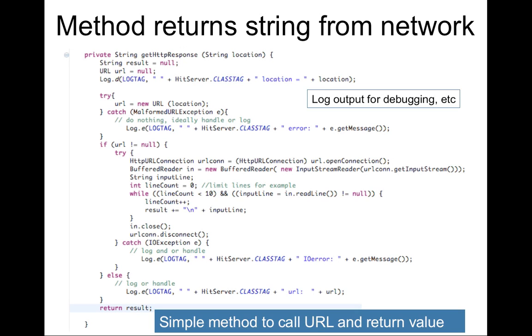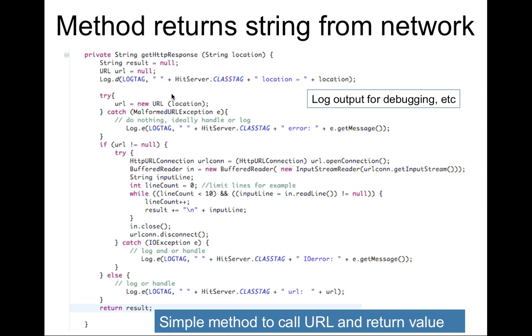A lot of the services of the phone, like SMS, are run through handlers for data exchange. So in this particular scenario, we have a method that returns a string from the network, and this is nothing more than the code. Don't worry if you don't understand the concept I'm talking about right now, but here's a simple method to call a URL and return a value from a URL. I'm going to zoom in a little bit so you can see what I'm talking about.